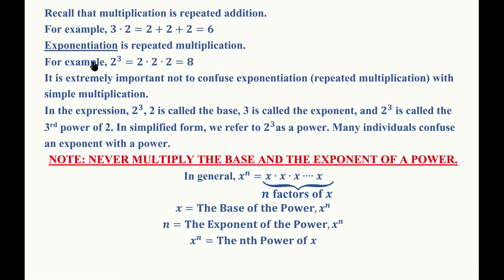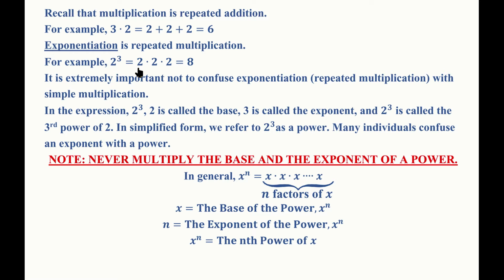And for example, if I write 2 and 3 slightly higher than it and slightly smaller, this notation here, we read it as the third power of 2 or 2 cubed. And what that means is basically use this number here, which is called the base, in a product 3 times as a factor. So then we just multiply it out. So we see that 2 cubed is just going to be 2 times 2 times 2, which is 8.